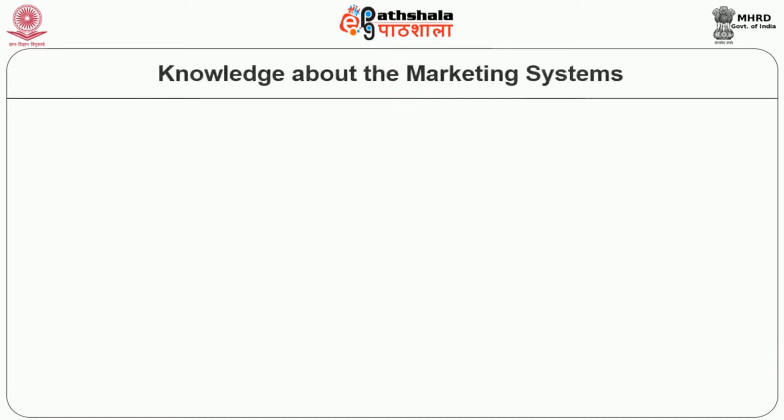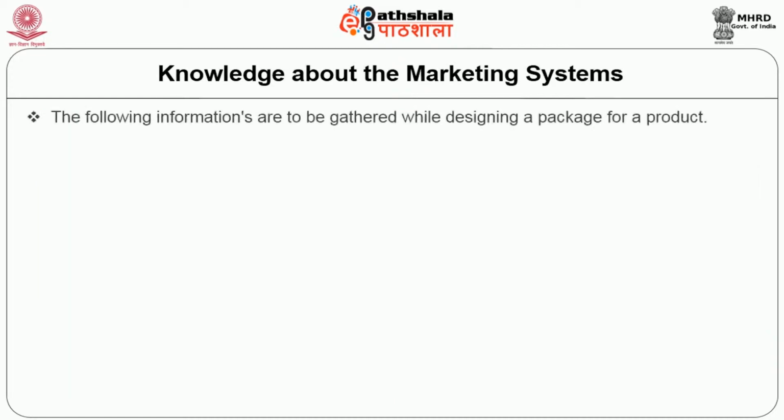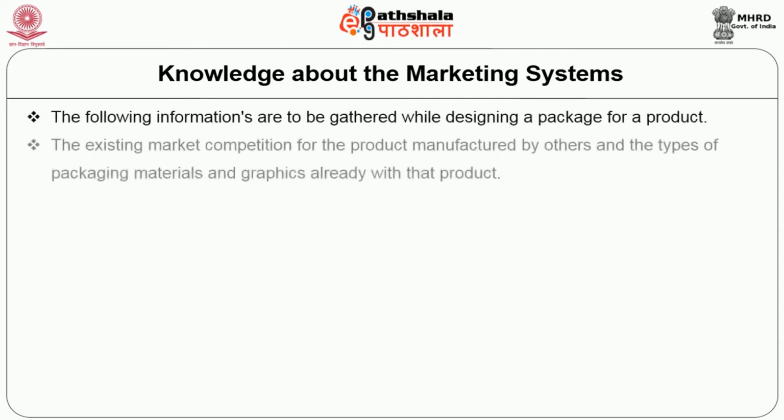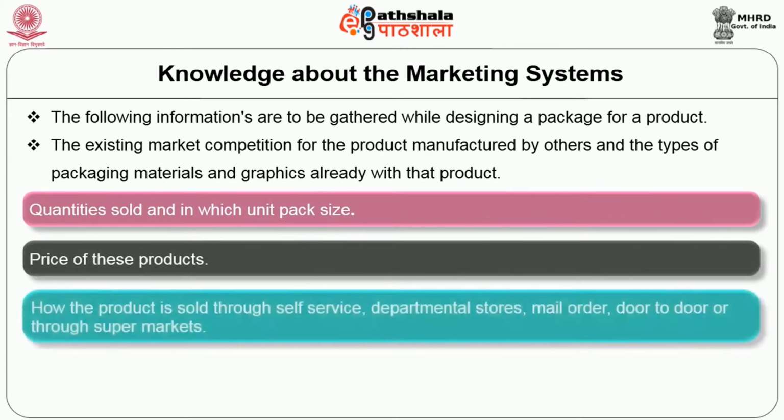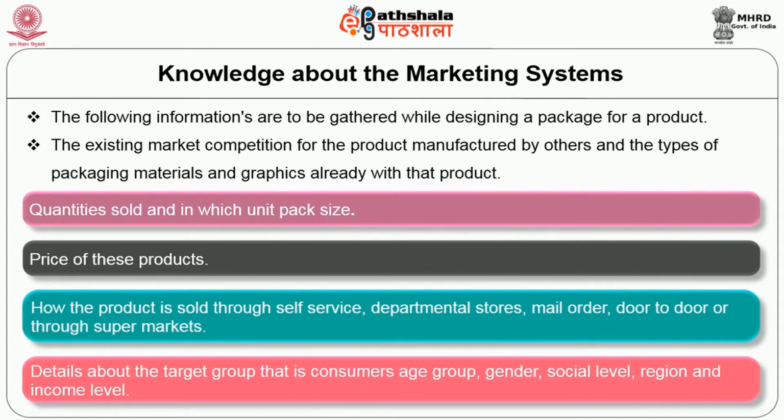The next one is knowledge about the marketing system. The following information is to be gathered while designing a package for a product. The existing market competition for the product manufactured by others and the type of packaging materials and graphics already used with that product. Quantities sold and in which unit pack size. The price of these products. How the product is sold: through self-service departmental stores, mail order, door-to-door delivery or through supermarkets. Details about the target group, that is consumers' age group, gender, social level, region and income level.